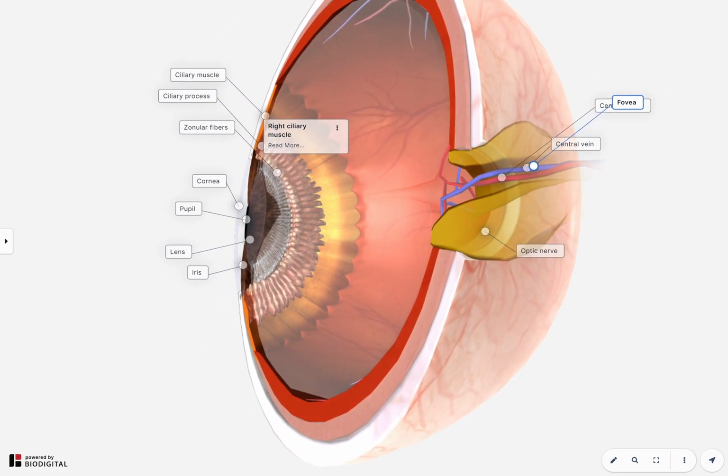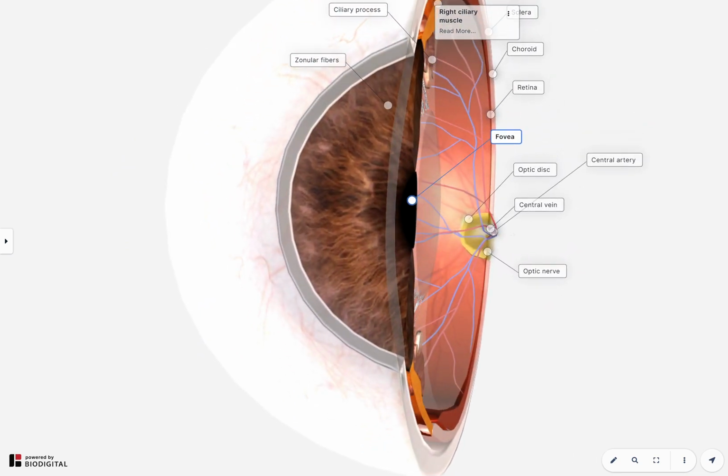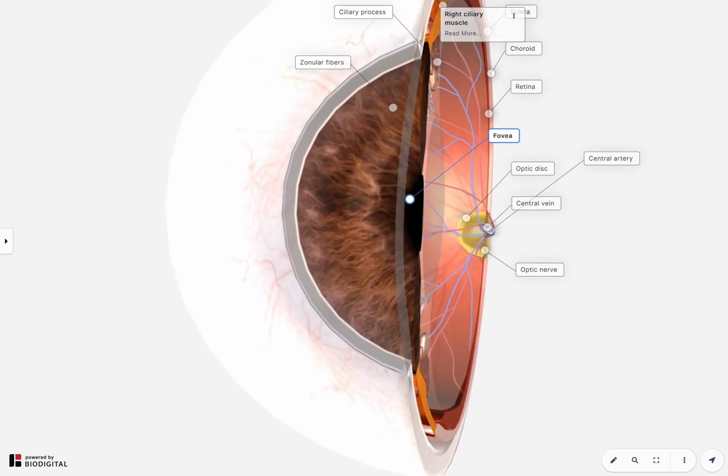I just thought it would be really fun to do something like this. I'll be covering the physiology of the eye and getting into the pathology of the eye very soon.